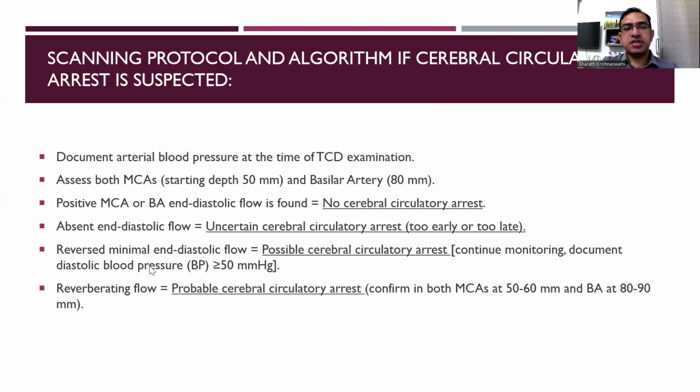If a patient has reversed minimal end diastolic flow, it's a possible cerebral circulatory arrest. You have to continue monitoring and document the diastolic blood pressure greater than 50 millimeters of mercury. And if a patient finally has reverberating flow, then the patient has probable cerebral circulatory arrest, and you'll have to confirm it in both the middle cerebral arteries and the basilar artery at 80 to 90 millimeters.